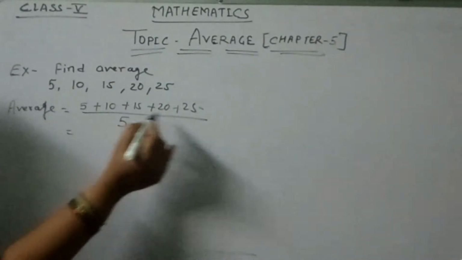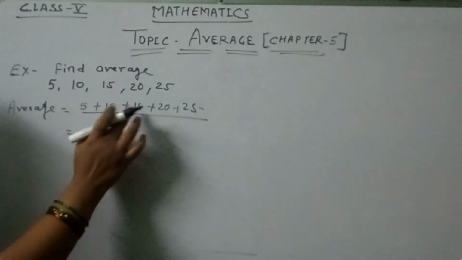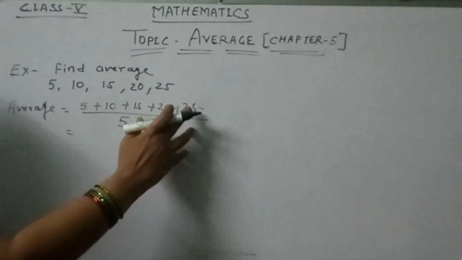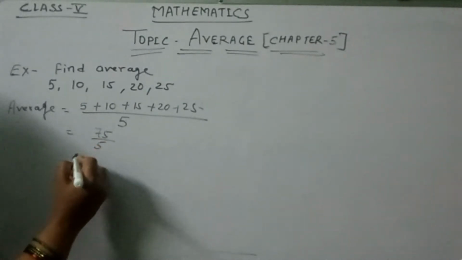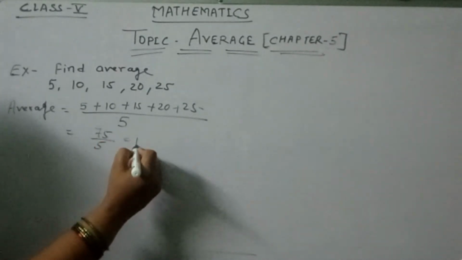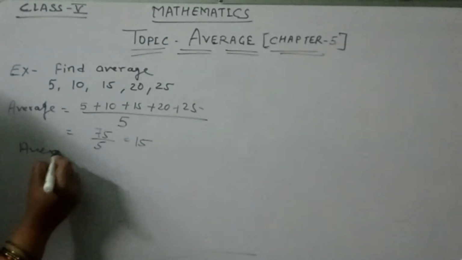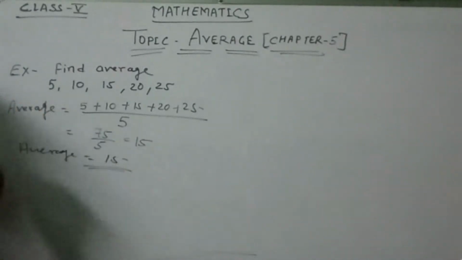After that, you have to add all the numbers together. 5 plus 10 is 15, 15 plus 15 is 30, 30 plus 20 is 50, 50 plus 25 is 75. And 75 divided by 5: 5 ones are 5 and 5 tens are 50, so the answer is 15. The average of the given numbers is 15.